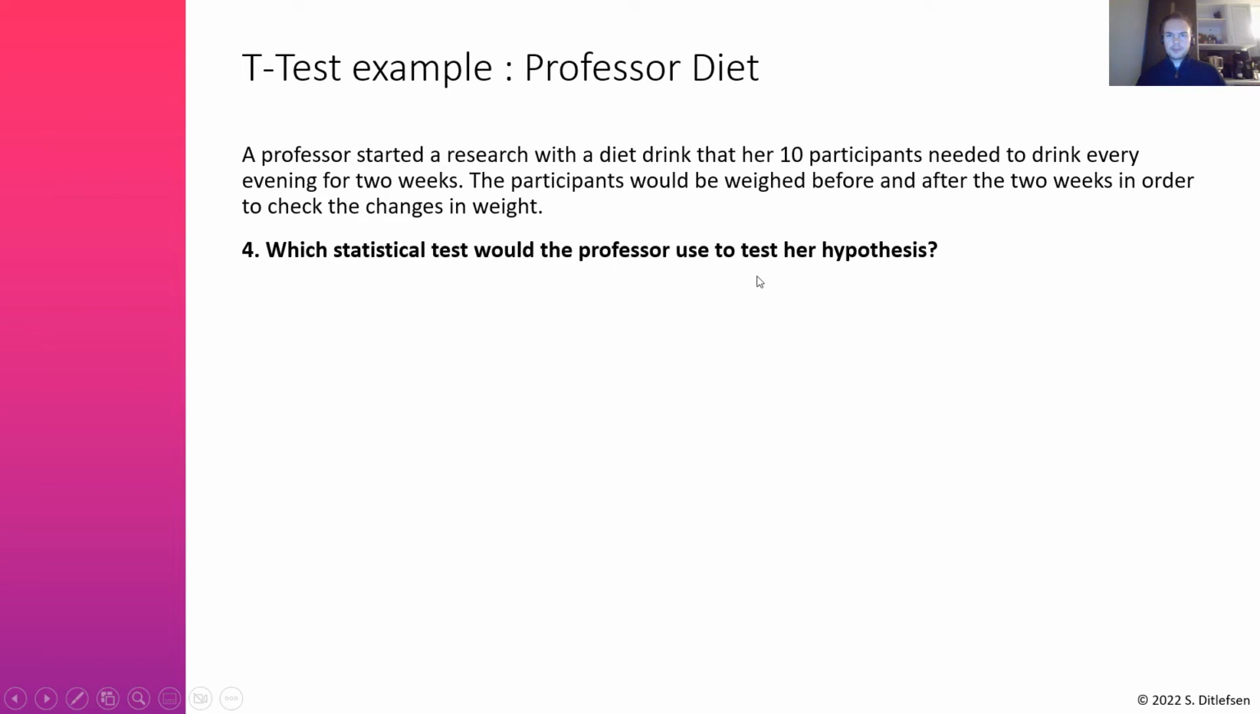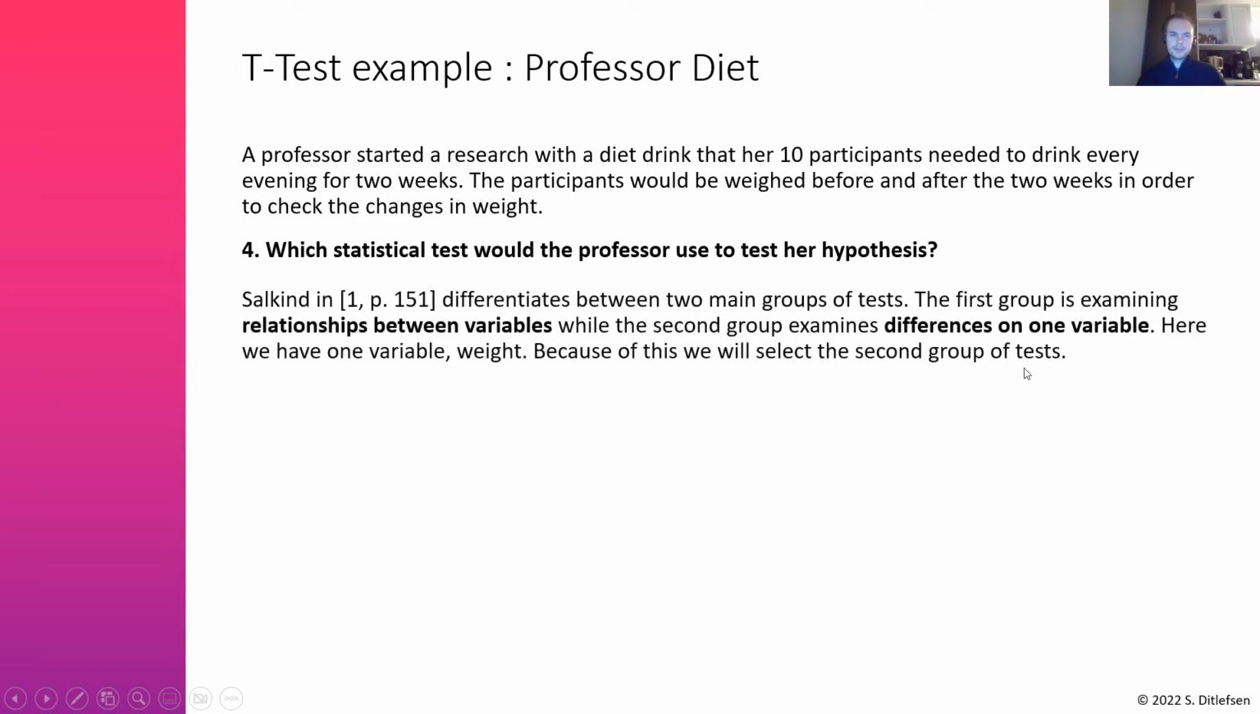Which statistical test would the professor use to test her hypothesis? Okay, so Salkind, this is reference number 1 on page 151. The difference between two main types, or two main groups, of tests: the first group examines the relationships between variables, while the second group examines differences on one variable. So we either have more variables or one variable. Here we have one variable, which is weight. Because of this, we will select the second group of tests.